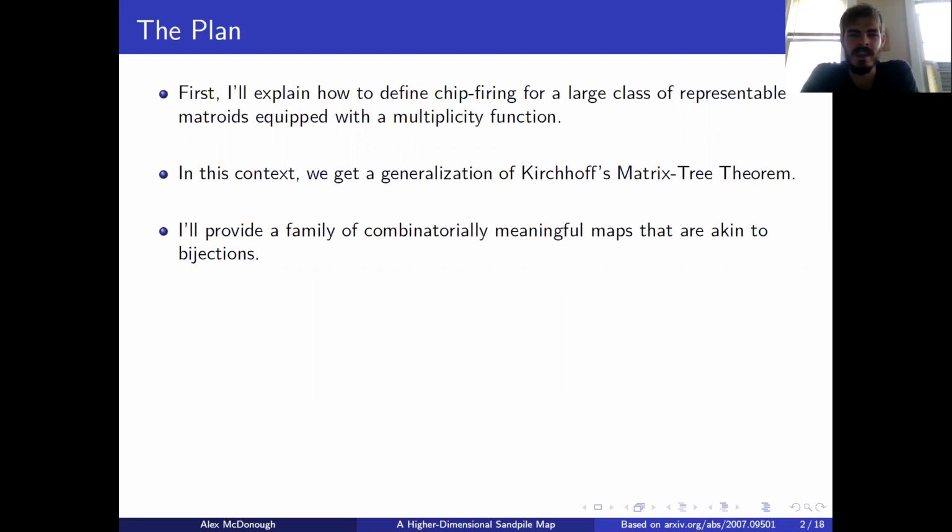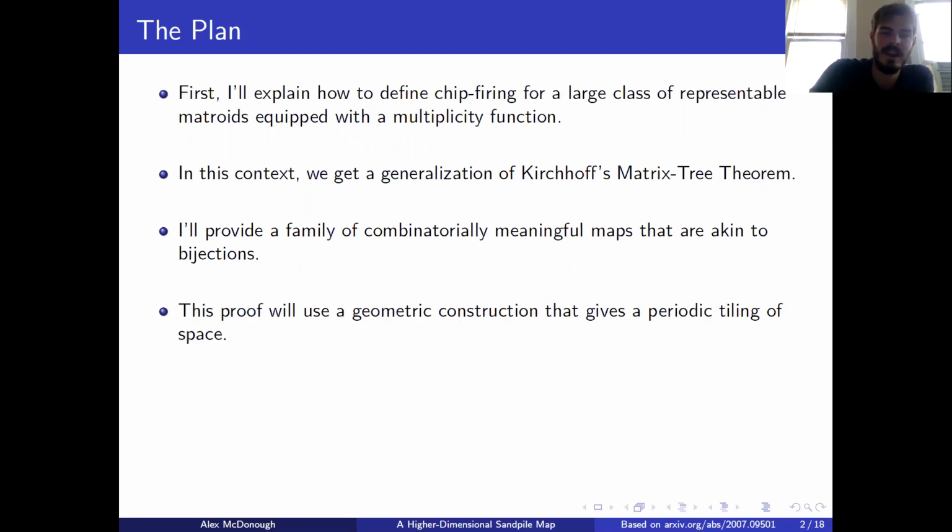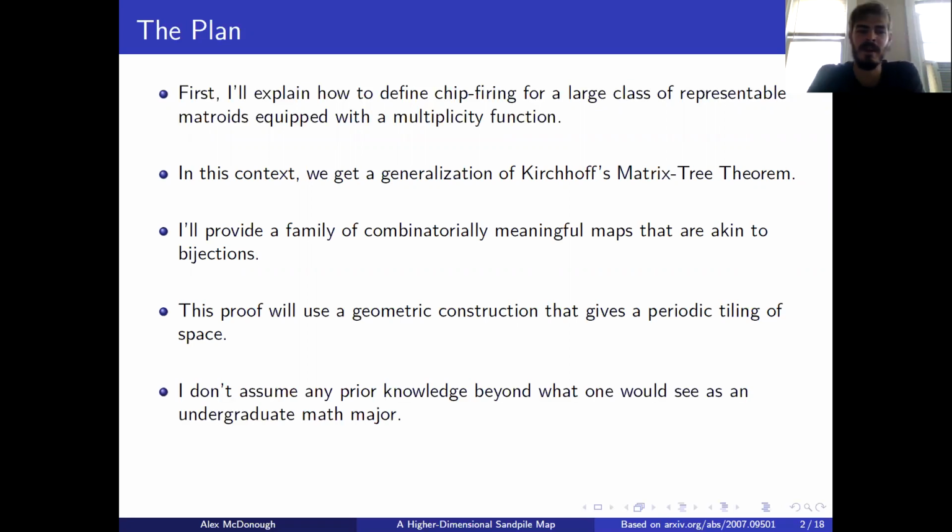I'm going to give a family of combinatorially meaningful maps that are akin to bijections, but they're no longer between sets of equal size. I'll explain more what that means. And the proof is going to use a geometric construction that gives a periodic tiling of space, which means that if you stick around, you're going to see some pretty pictures by the end. Finally, I'm not going to assume any prior knowledge beyond what one would expect to see from undergraduate math majors. All right, let's get started.